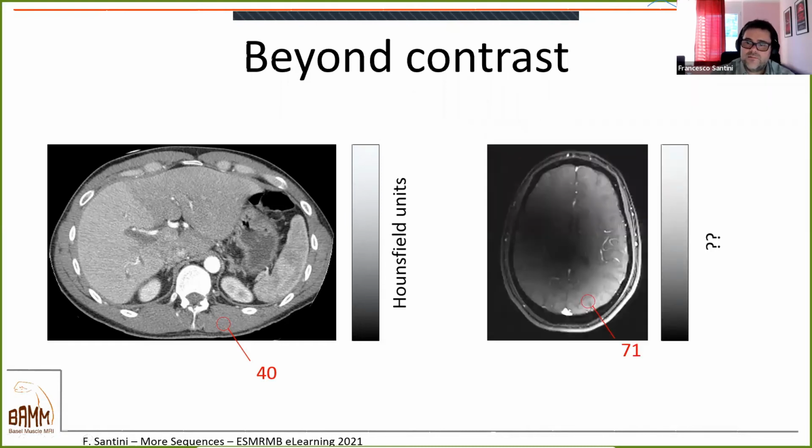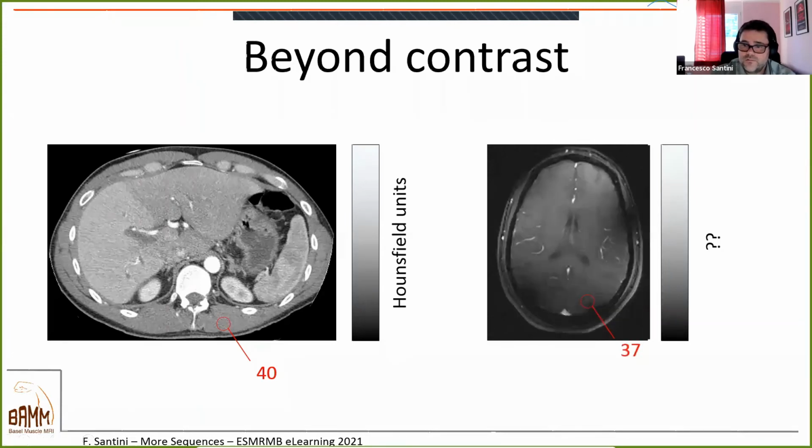If I have an MR image and I measure here a value of 71, can we put a unit here? No. Because if I take another image for a different coil, for example, this is the same acquisition but a different coil, I have 37, a different value. So this 37 or 71 is not an intrinsic value of the tissue. This depends on a lot of factors that are not just the physical property of the tissue.